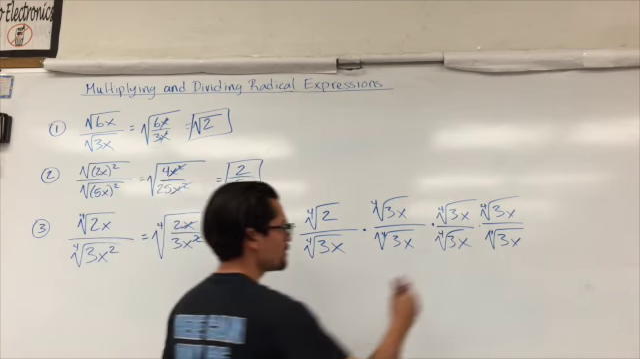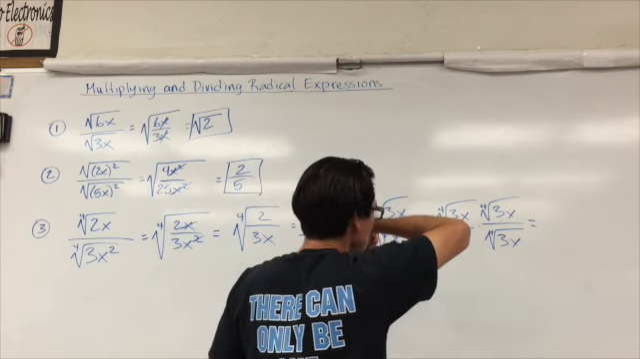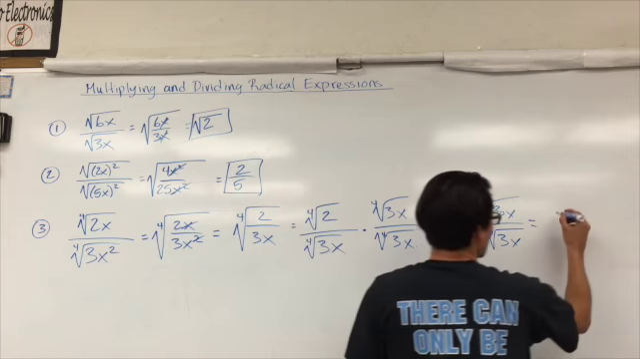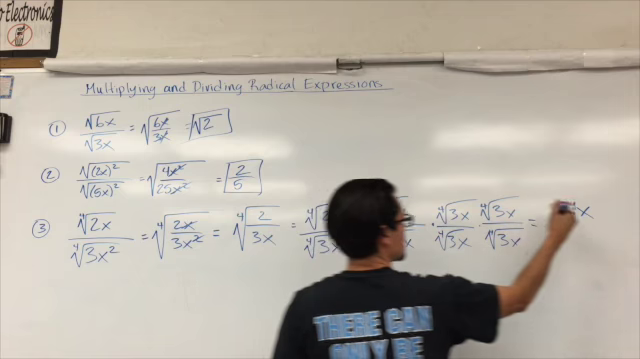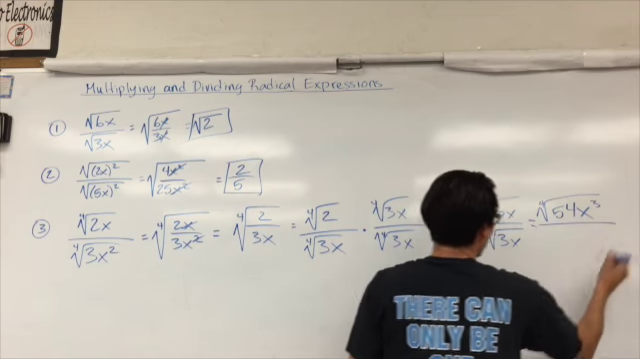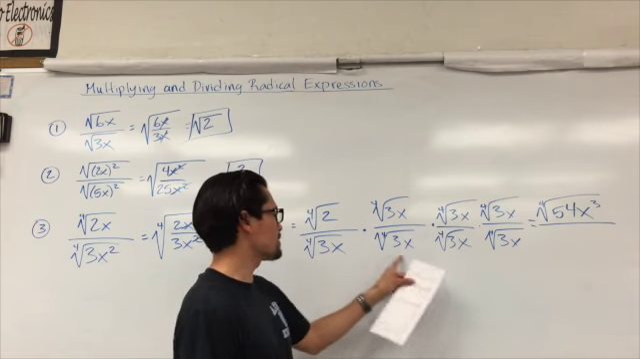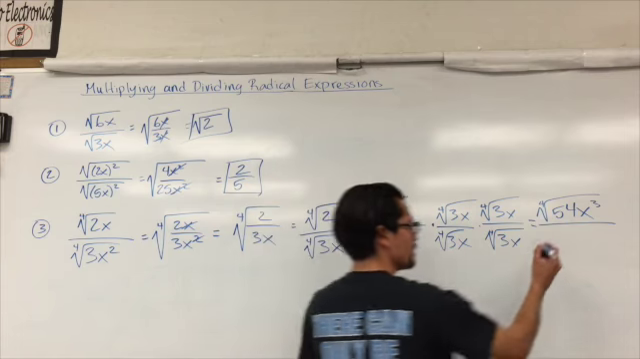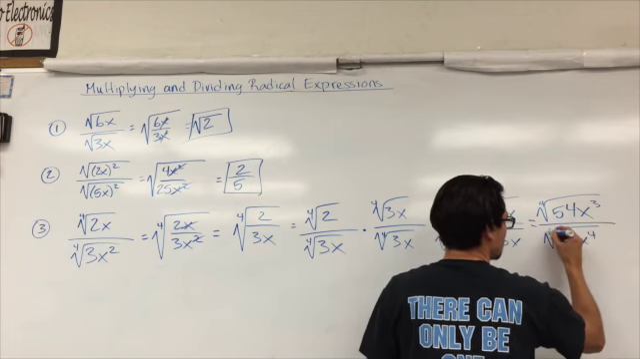Okay, so let's go ahead and finish this up. It's going to be 2 times 3 times 3 times 3. That's going to be 27 times 2, 54. X to the 3rd, x times x times x. The 4th root of that. Over 3 times 3 times 3 times 3, which is 81. X times x times x times x, which is x to the 4th. The 4th root of that.